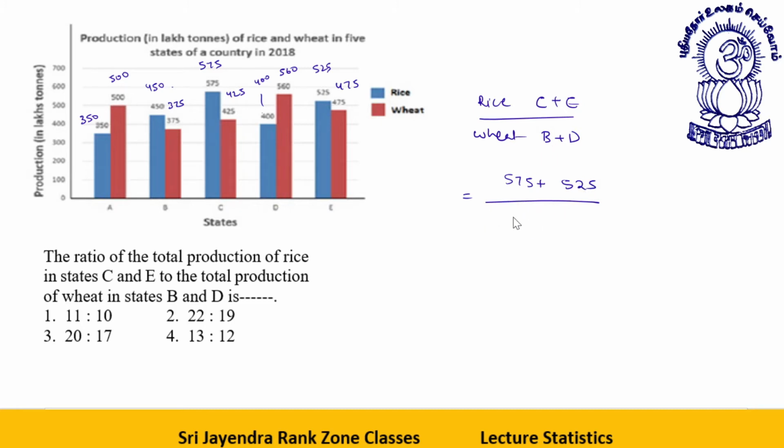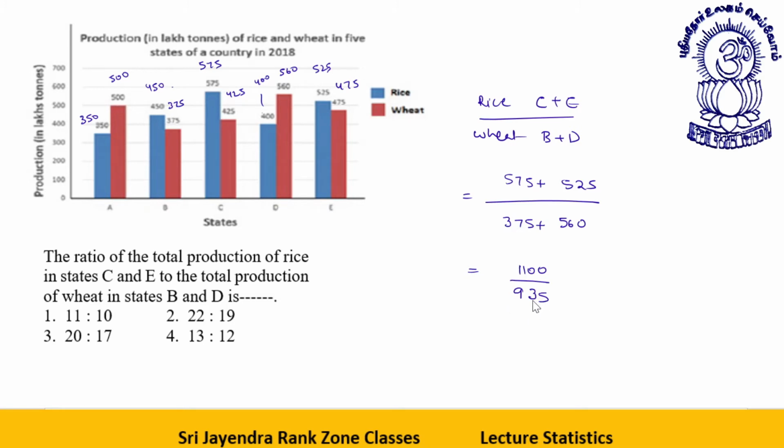B and D, wheat is red color. 375 plus 560. This is what? 1100 in the numerator. In the denominator, 300 plus 500, 800. 60 plus 75, 135. 935, if I'm not doing any mistake. Okay, 935. Now the fact is this: 9 plus 5 is 14.